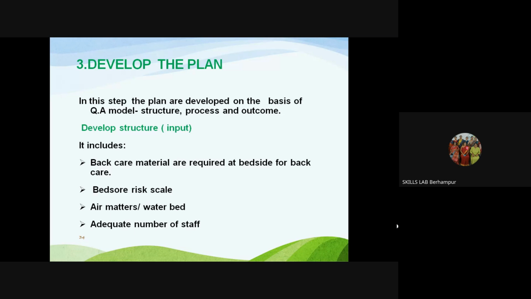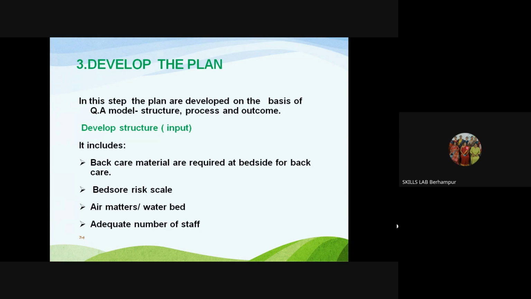Then develop the plan. In this step, the plans are developed on the basis of the quality assurance model: structure, process, outcome. Develop the structure. It includes back care material required at the bedside for back care, or bed sore risk scale, and air mattress and water bed, and adequate number of staff.